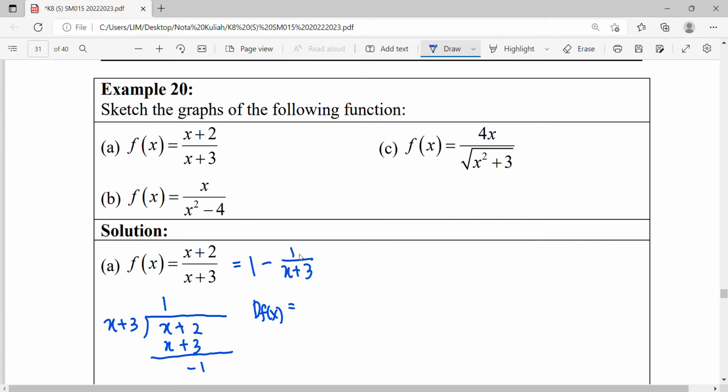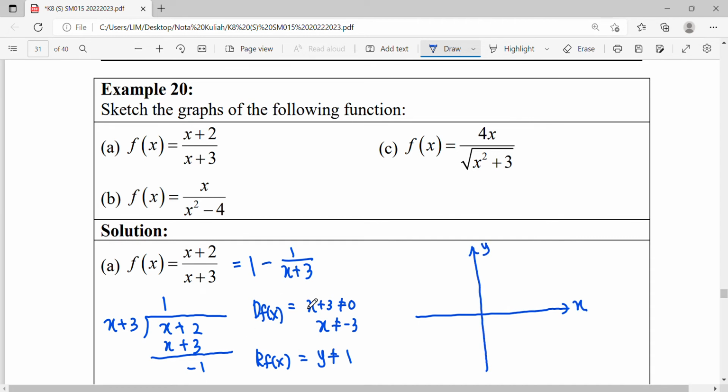of the function is penyebut tak boleh sama dengan kosong. x plus 3 cannot be equal to 0, so x cannot equal negative 3. Then what's your range? Is it a special case in your range? Yes. So tutup rational ini, what can you read? y cannot equal 1. So means your asymptote occurs at x equals negative 3 and y equals 1.